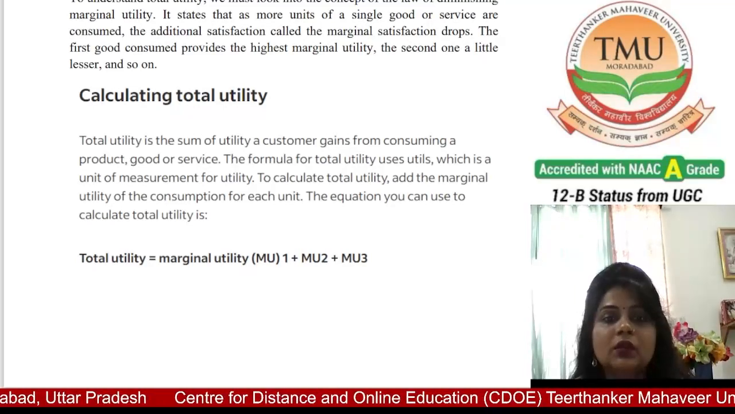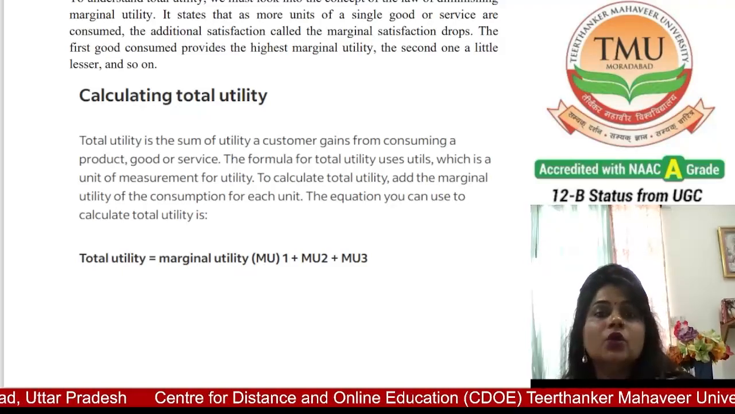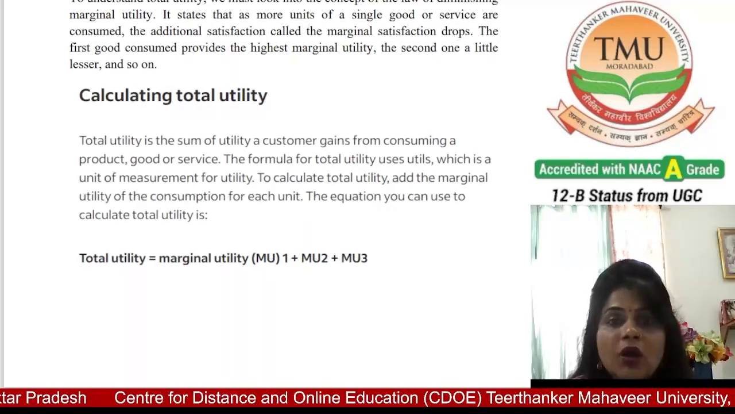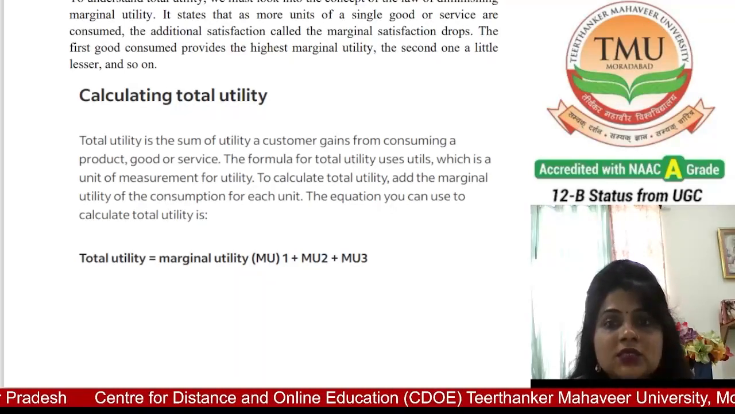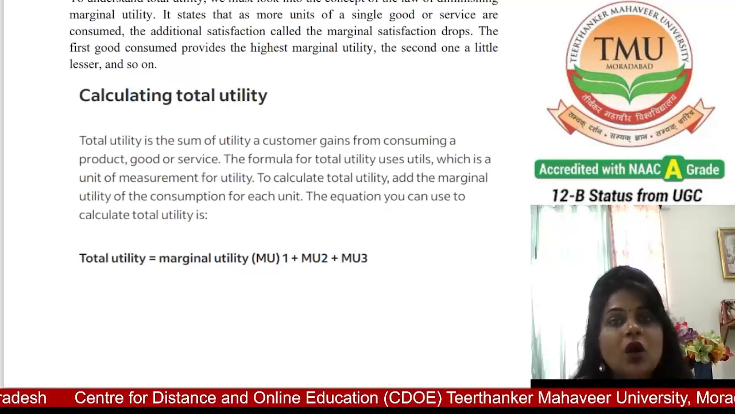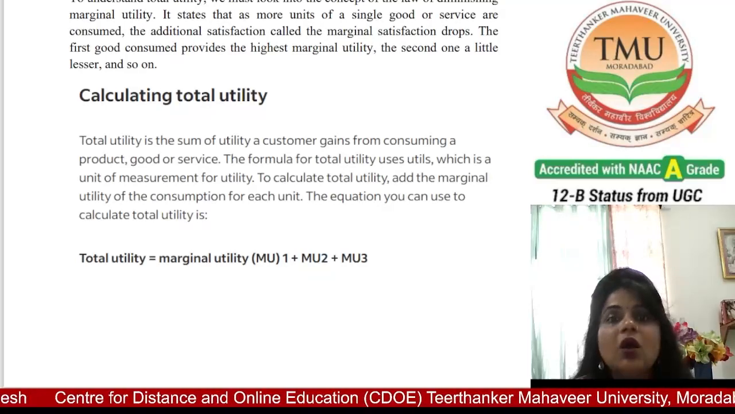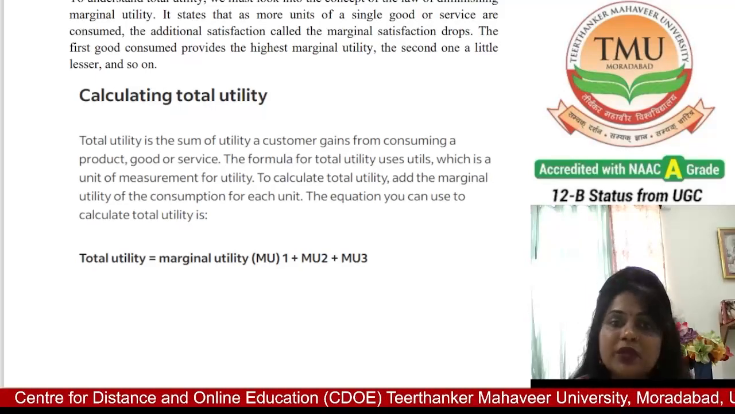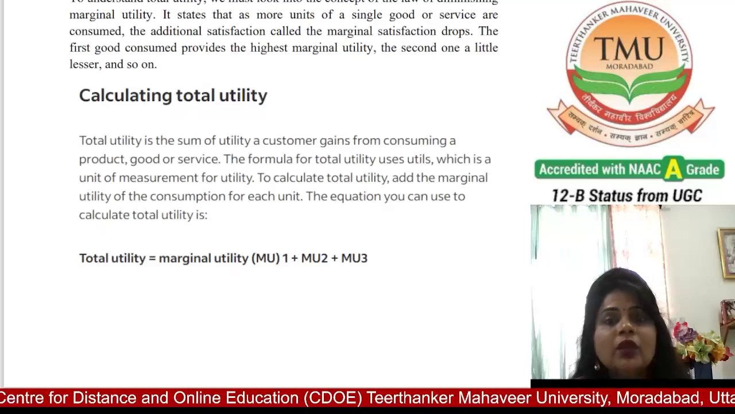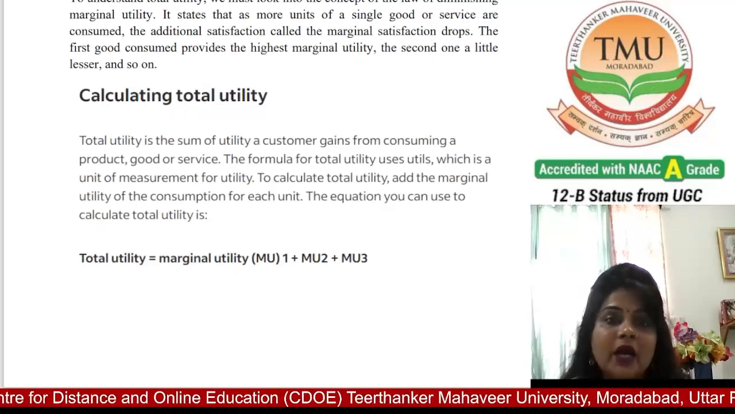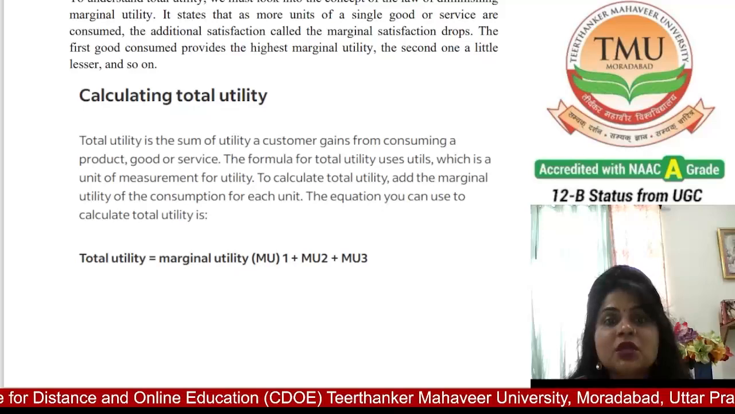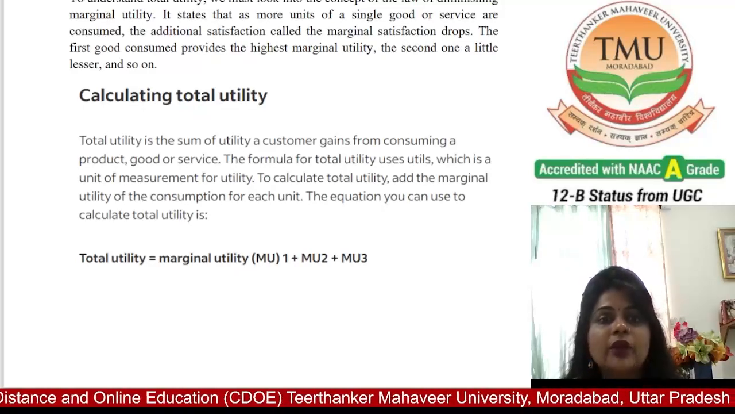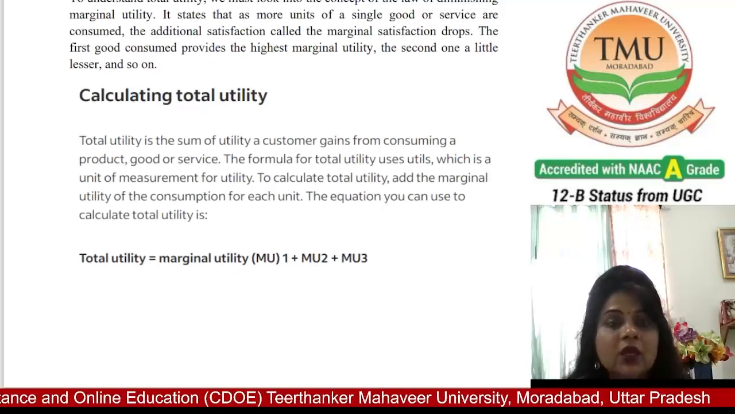Now we learn how to calculate total utility. Calculating total utility: total utility is the sum of utility consumers gain from consuming a product, good or service. The formula for total utility uses utils, which is a unit of measurement for utility. To calculate total utility, add the marginal utility of the consumption for each unit. The equation you can use to calculate total utility is given here.